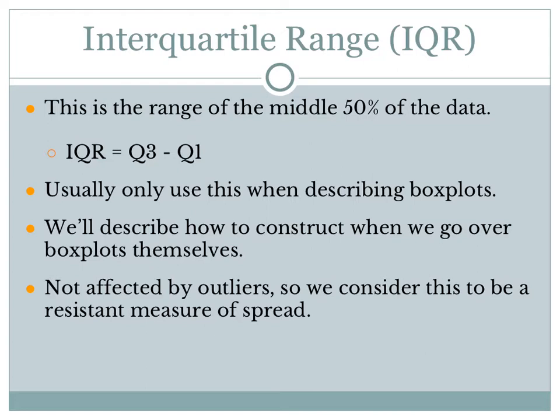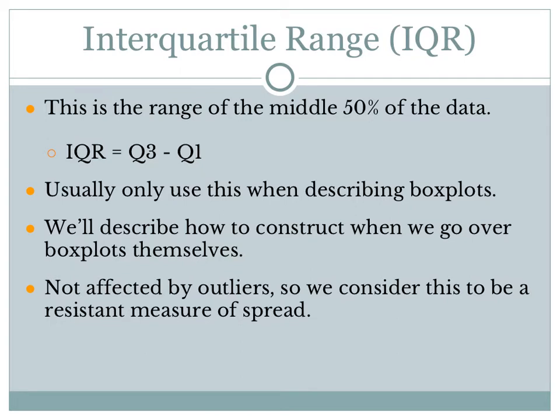Another measure of spread is called the interquartile range, or the IQR for short. I'm just going to mention what it is here, and we'll discuss it more in class when we go over box plots. But to give you the definition, the interquartile range is the range of the middle 50% of your data. So it takes the third quartile and subtracts the first quartile.